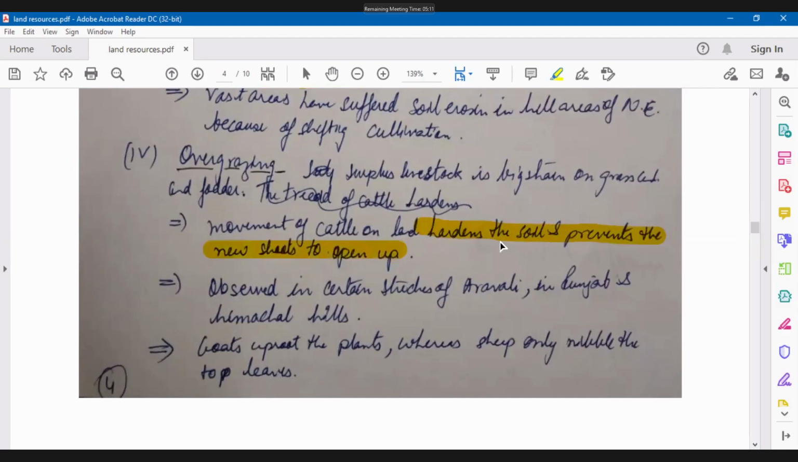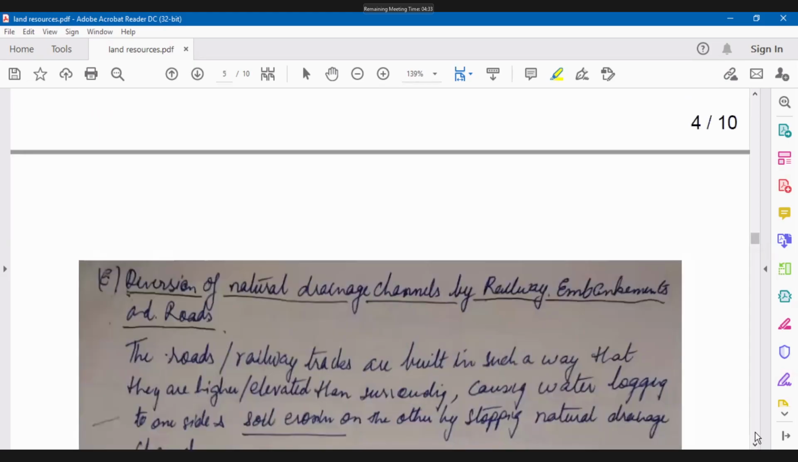Movement of cattle on land hardens the soil and prevents new shoots from opening up. Observed in certain stretches of Aravalli, in Punjab and Himachal hills, goats uproot the plants whereas sheep only nibble the top leaves. So this is the difference. Grazing not only hardens the soil and crushes or prevents the new shoots of small plants from opening up, it also causes deforestation and degradation of soil in the long run because of soil erosion.